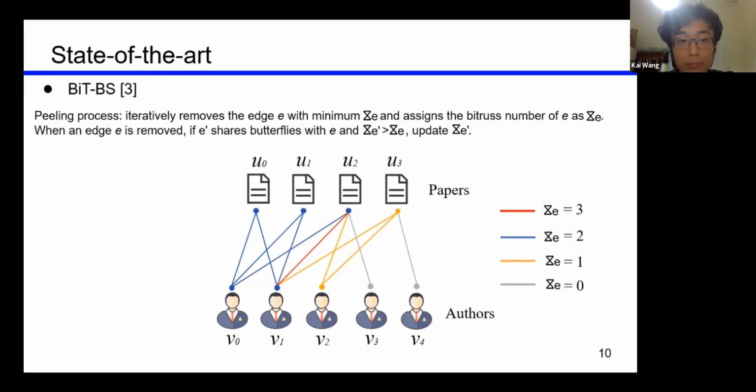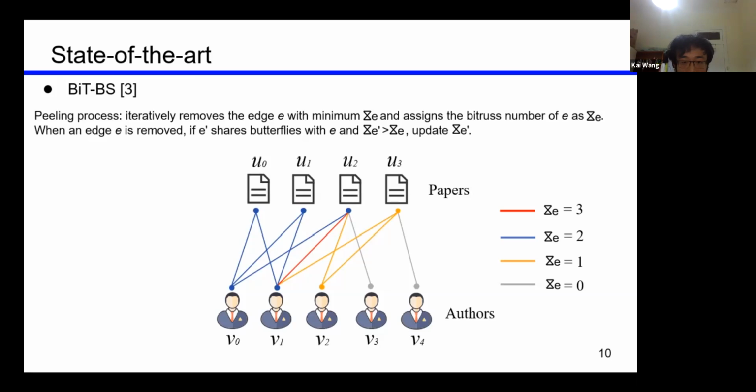After finishing the counting process, BiT-BS runs the peeling process. It iteratively removes the edge e with minimum butterfly support and assigns the bitruss number of e as the current butterfly support. When edge e is removed, if e' shares butterflies with e, and the butterfly support of e' is larger than the butterfly support of e, we update the butterfly support of e'.